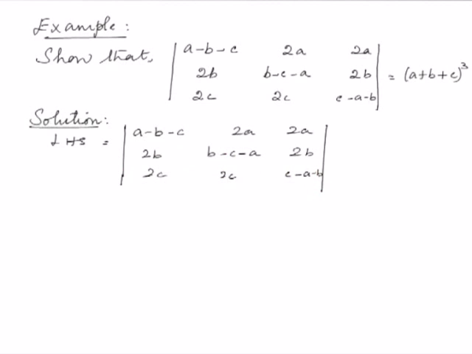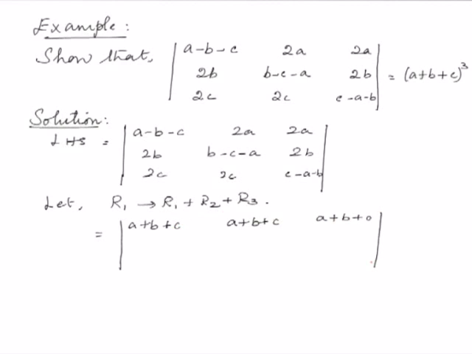Now I am going to apply R1 goes to R1 plus R2 plus R3. So I get a plus b plus c as the element for each of the entries in the first row. The second and third rows, 2b, b minus c minus a, 2b, and 2c, 2c, c minus a minus b, are retained as they are. Now take out a plus b plus c outside. So I get 1 as the entry in the first row. The second and the third rows are carried over as they are.